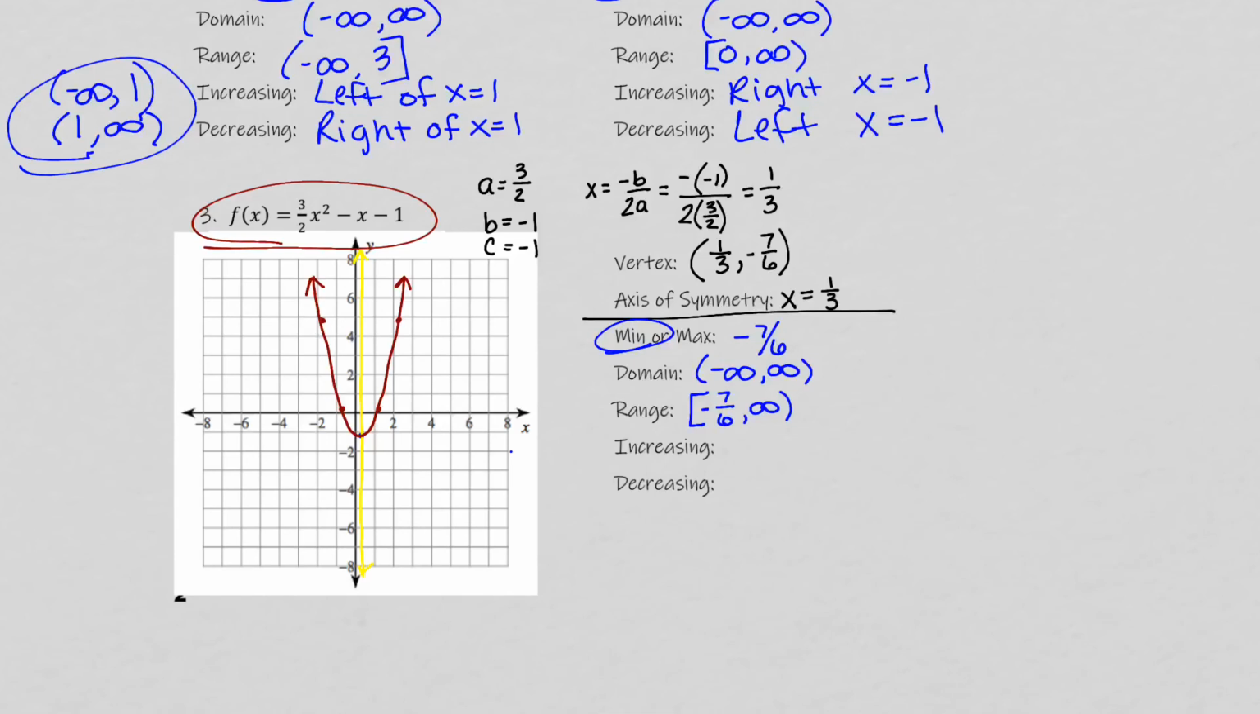So y is greater than or equal to negative 7 over 6. If we draw the arrows as we're reading from left to right, it's going that way, and then after the vertex, it goes that way. Increasing is when that arrow is going up, from left to right. So this would be increasing to the right of the axis of symmetry, which is x equals 1/3, and decreasing on the left of x equals 1/3. Remember, if you needed to write those in interval notation, on the left side it'd be negative infinity to 1/3, and this would be 1/3 to infinity.